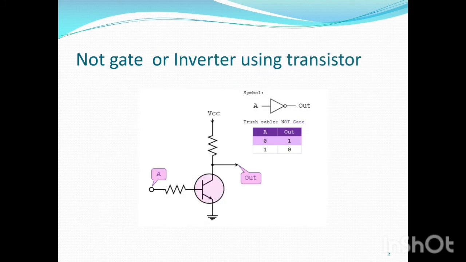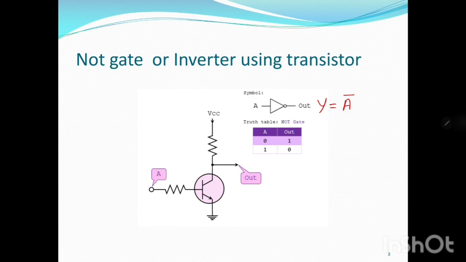NOT gate, also called an inverter, is built using a transistor. Generally in a NOT gate, output is the inversion of the input. Suppose output is represented by Y, then it is the inversion of the input. Also it is called the complement of the input.